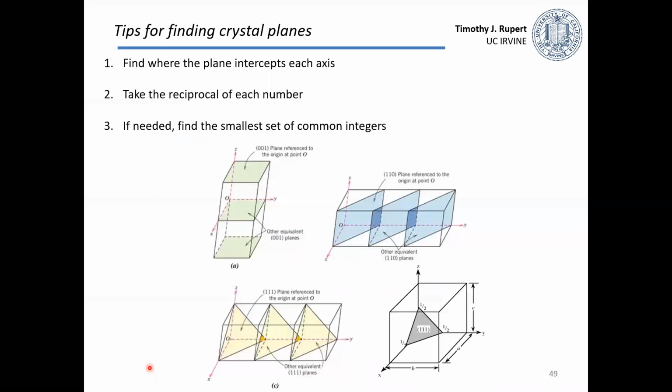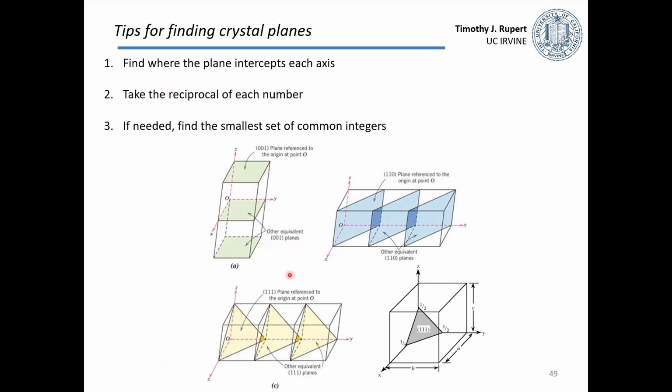Okay, so how do we find those descriptors for the crystal planes? It's pretty simple. There's an easy way to do it. You don't have to guess what that normal vector is. What you can do is first find where the plane intercepts each axis. Then you take the reciprocal of each of those numbers, and if needed, you find the smallest set of common integers. So let's go through this for a bunch of different examples.